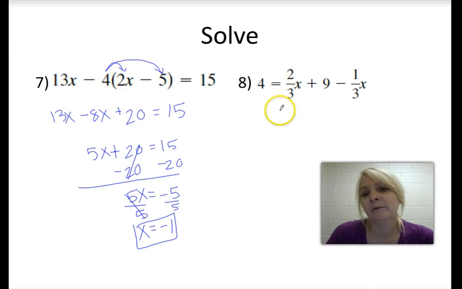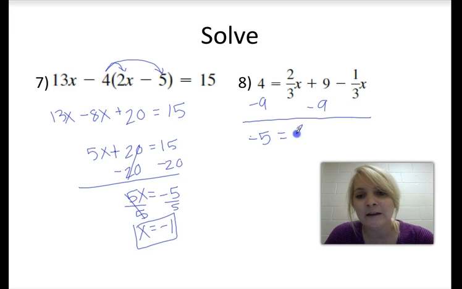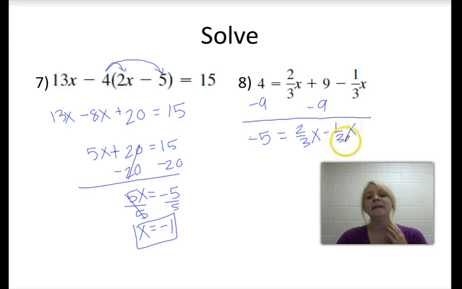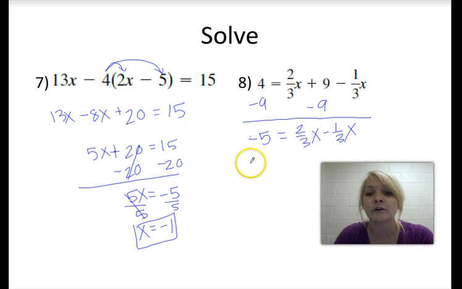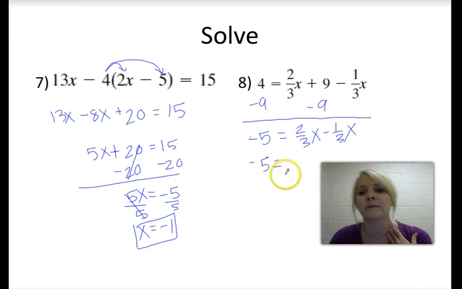On 8, we have 4 equals 2/3 x plus 9 minus 1/3 x. Now this one, before we combine our terms, I'm going to subtract 9 on both sides just so we can get the fractions isolated. So 4 minus 9, which will give us -5, equals 2/3 x minus 1/3 x. Now here we're going to use a property where we combine like terms. Now one nice thing with this one, we are going to combine 2/3 x minus 1/3 x.